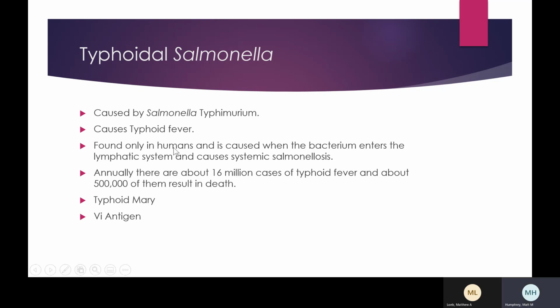Also with typhoidal Salmonella, the way we know that it's typhoidal Salmonella is the presence of the Vi antigen. So remember, this is one of our capsular antigens. One of the ways that it's also able to evade our immune system is with the Vi antigen. But this is how we ultimately call it a typhoidal Salmonella.